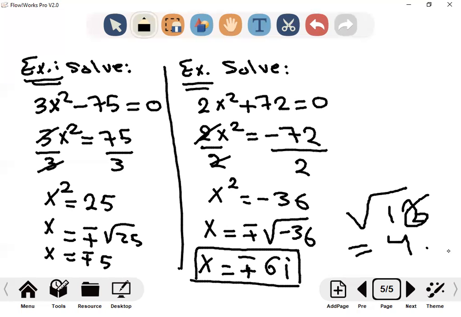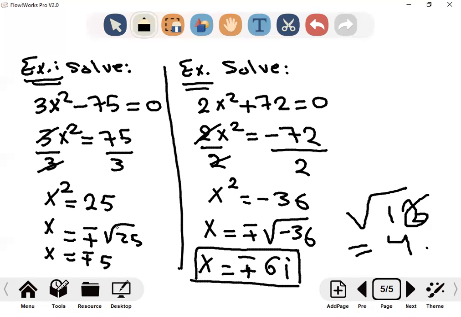Look at example 5. See example 5. Solve 81 equal x power 2. X power 2 equal 81, right? So x will be plus minus square root of 81 which is plus minus 9. Any problem? Fine. Done.